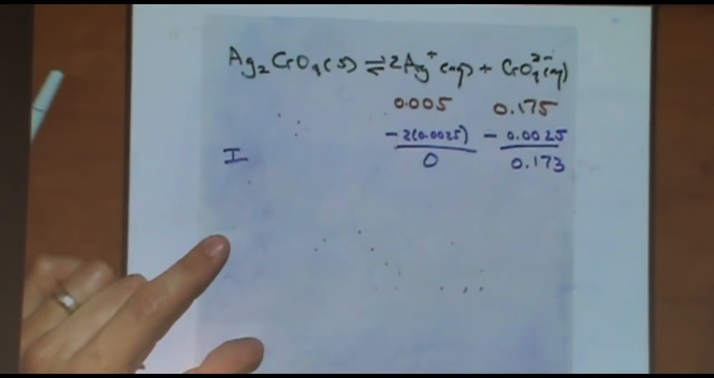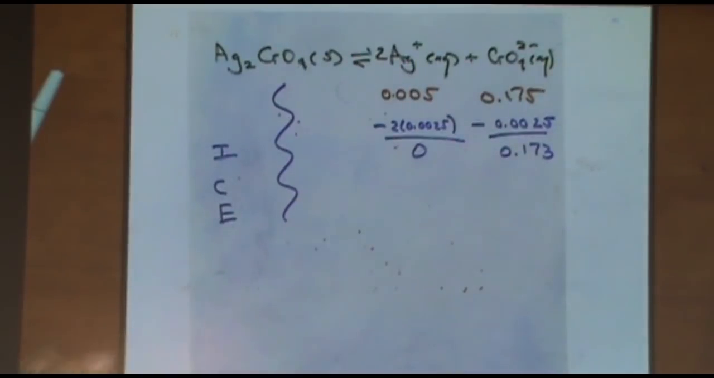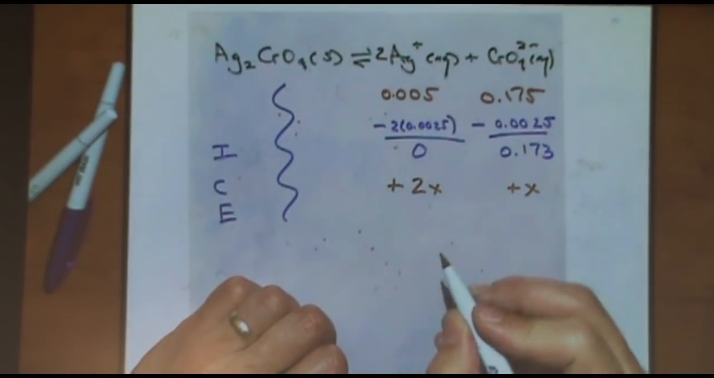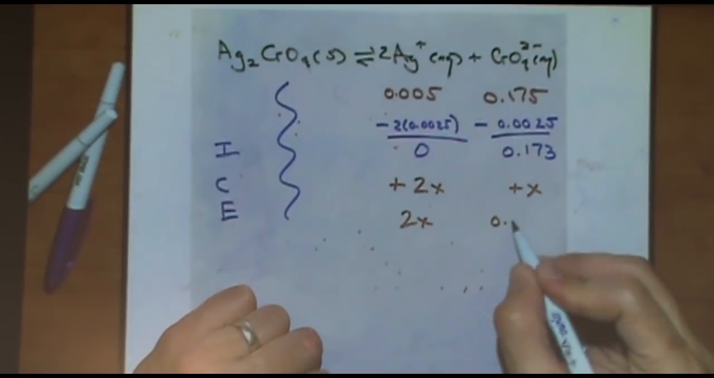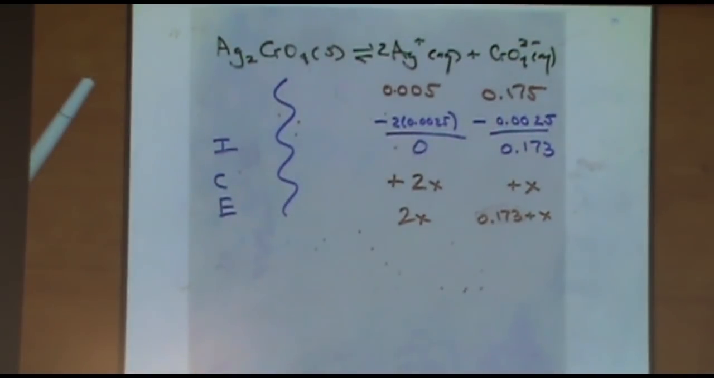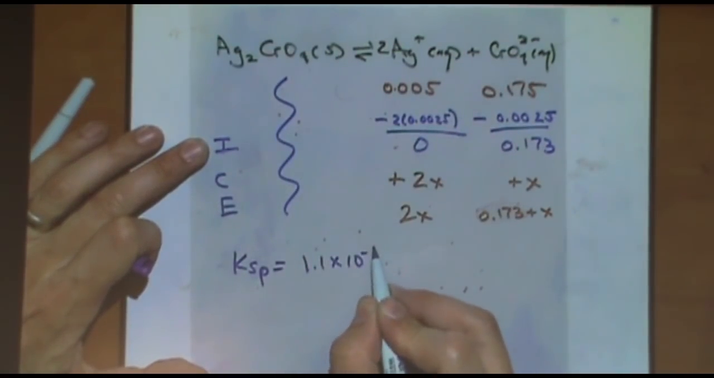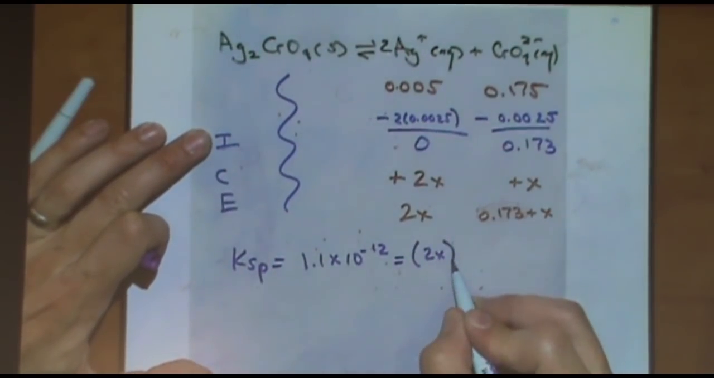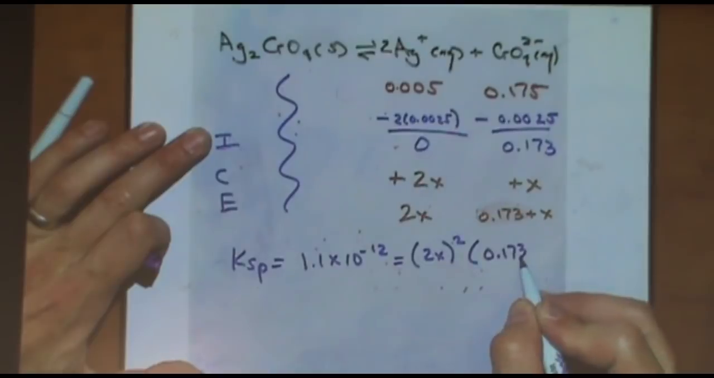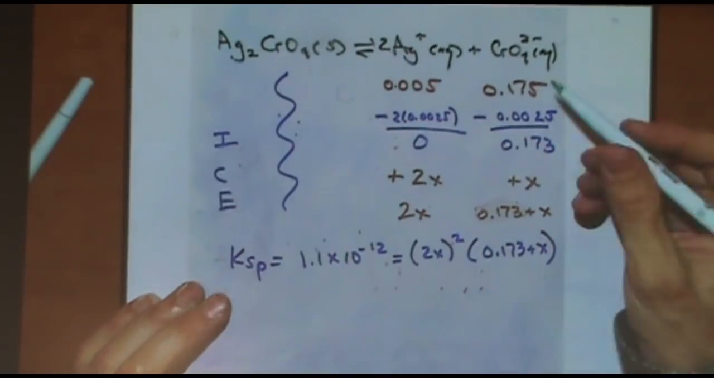Now, can I start the ice table if I write I there? Yeah, the ice table can now be started because I have a 0 on the unfavored side. So I'm going to add 2x here and add x here, or 2x and 0.173 plus x. Or if I write the Ksp expression, Ksp, which I told you was 1.1 times 10 to the minus 12, that was the given, equals the 2x squared times the 0.173 plus x.